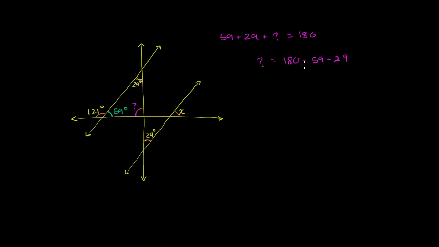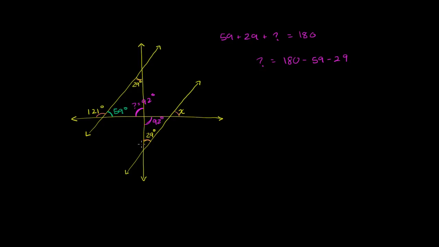Let's see, 180 minus 59, we already know is 121. And then 121 minus 29. So if you subtract just 20, you get 101. You subtract another 9, you get 92. So that's going to be equal to 92 degrees. This is equal to 92 degrees. Well, if this right here is equal to 92 degrees, this angle right here is vertical with that angle. So it is also going to be equal to 92 degrees. And now we're getting pretty close.